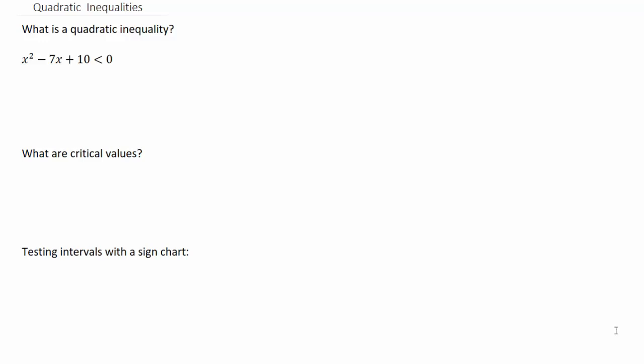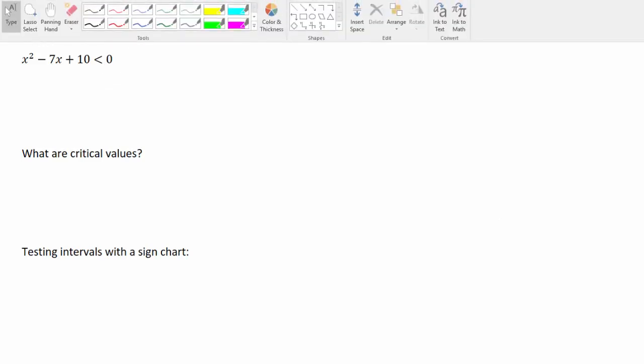First, we want to ask, what is a quadratic inequality? A quadratic inequality is a type of nonlinear inequality where you have a quadratic with a less than, less than or equal to, greater than, or greater than or equal to 0. So anytime you have something like this, there's a little bit different way that we have to solve it.